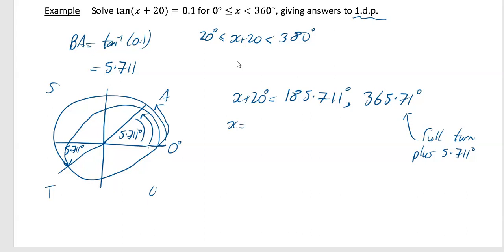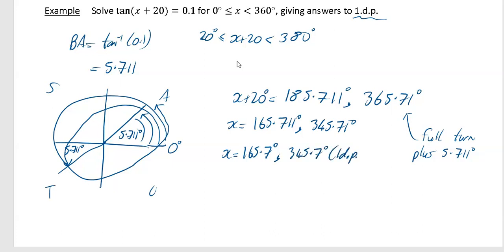Almost your last step to do is bring the 20 across and subtract, which gives you 165.711 degrees. And over here, it's going to give you 345.71 degrees. So your answer to 1DP, 165.7 degrees and 345.7 degrees, and they're both to 1 decimal place.